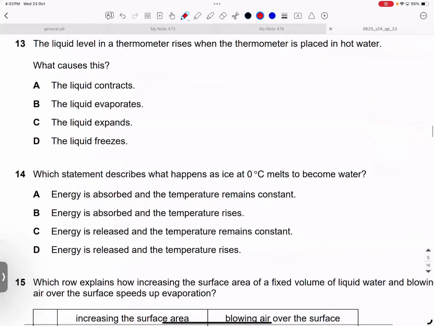Question number 13. The liquid level in thermometer rises when the thermometer is placed in hot water. So you place in hot water, the liquid level rises. It means liquid rises because liquid expands. Thermal expansion causes the liquid to expand, so that's why the level will rise. Option is C.